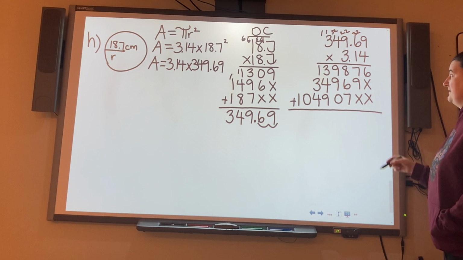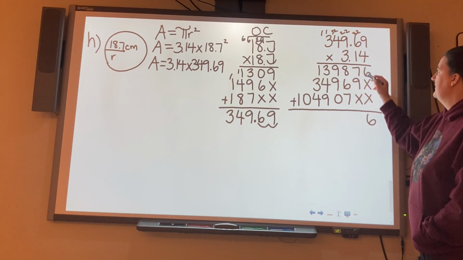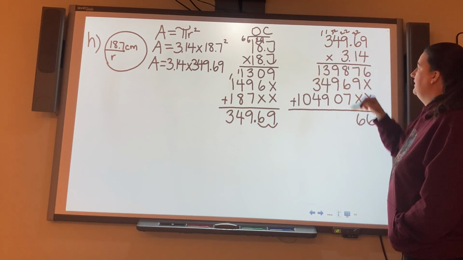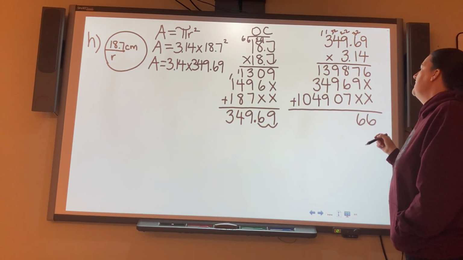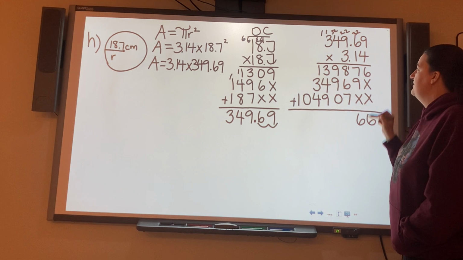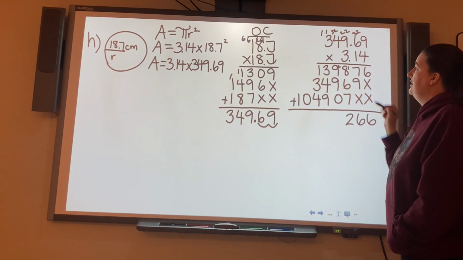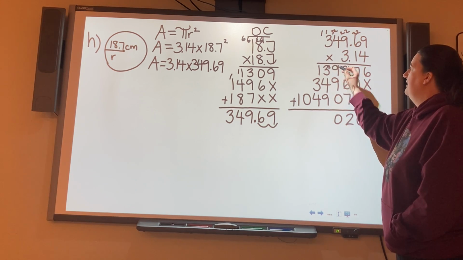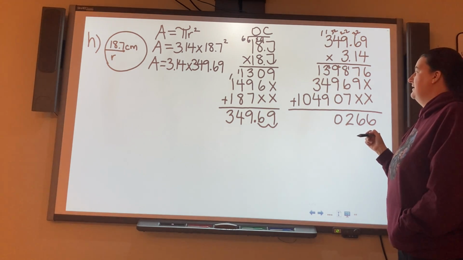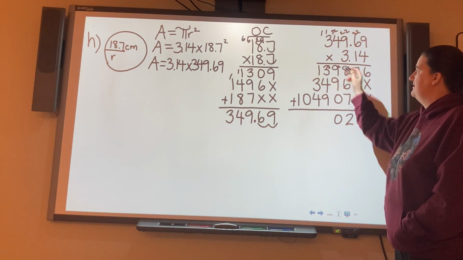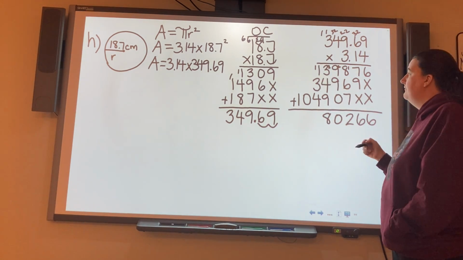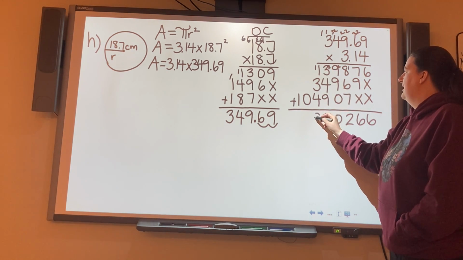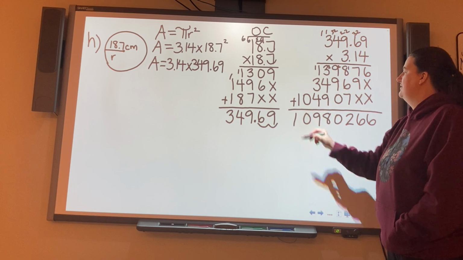Add up your 3 number lines. So 6 plus nothing is 6. 7 plus 9 is 16, carry your 1. 8 plus 6 is 14, plus 7 is 21, plus the 1 that you carried is 22, carry your 2. 9 plus 9 is 18, plus the 2 that you carried is 20, carry your 2. 3 plus 4 is 7, plus 9 is 16, plus the 2 that you carried is 18, carry your 1. 1 plus 3 is 4, plus 4 is 8, plus the 1 that you carried is 9, and that's a 0, and that's a 1.